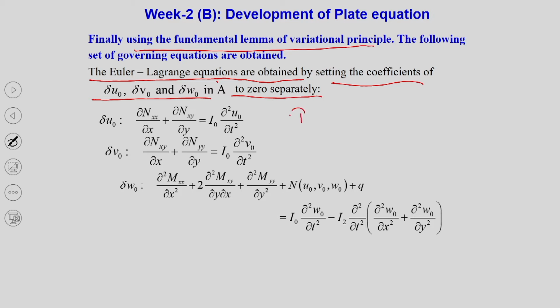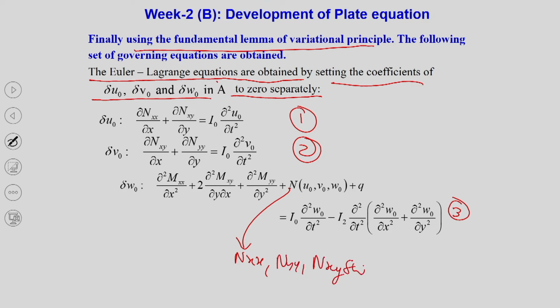So, first equation, second equation and third equation, where this n contains nxx, nyy and nxy terms, basically with the del w naught something. If you see here, for the non-linear case, this n contains nxx, nyy, nxy, and equations 1 and 2 also contain nxx, nxy. So, these are the coupled equations, where some of the terms are here and some of the terms are here.